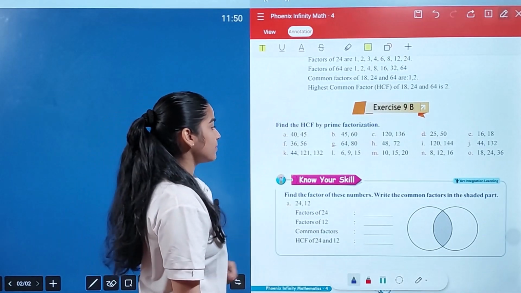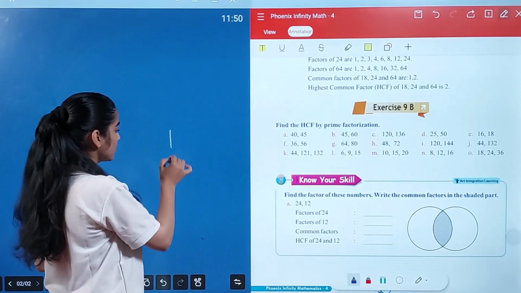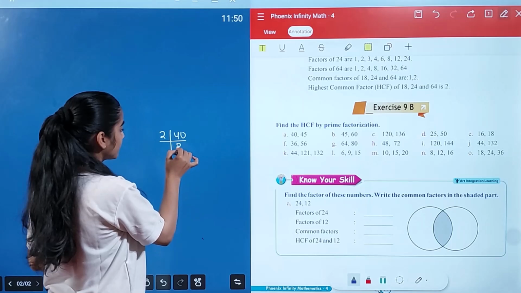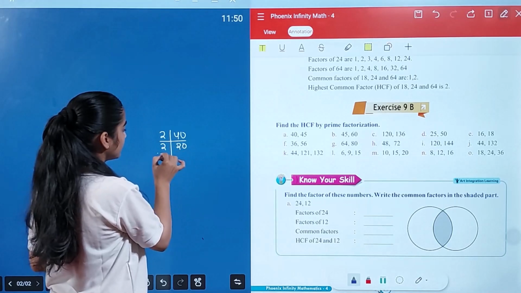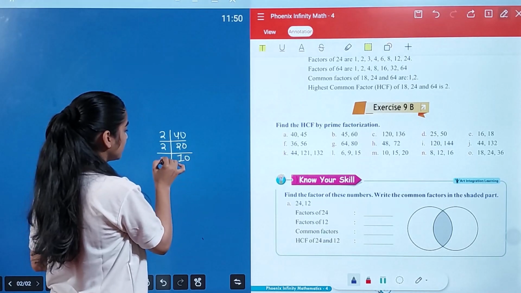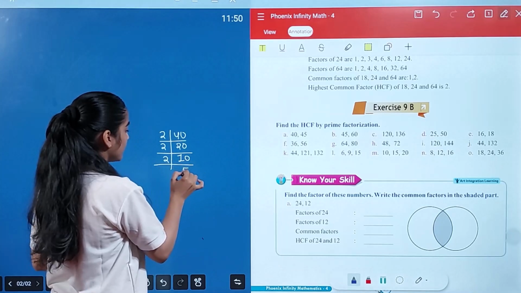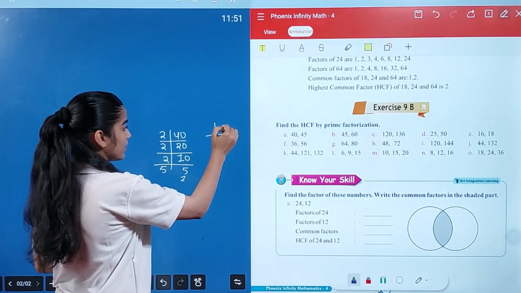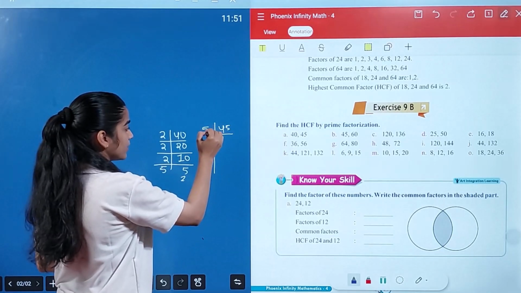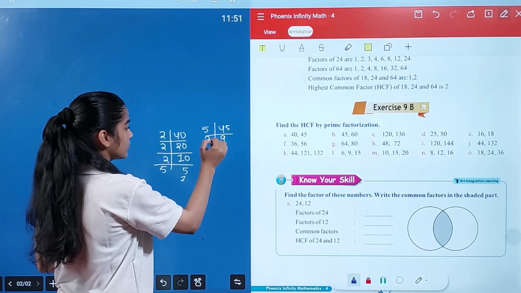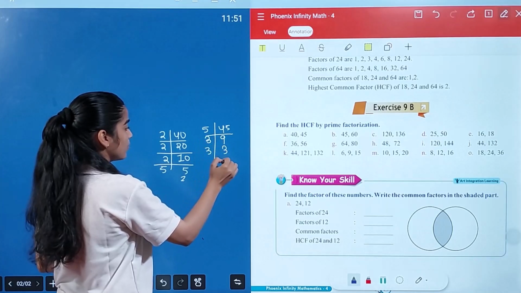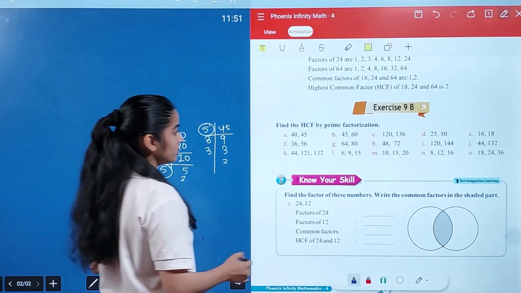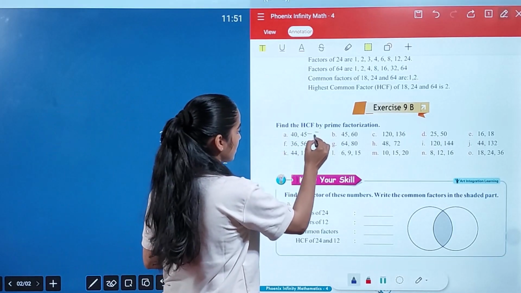Okay. So now we move forward to our exercise 9b. Find the HCF by prime factorization. So first we take 40. So 2, 20, 2, 10, 2, 5 and 5, 1. For 45 we have 5, 9, 3, 3, 3, 1. So in this only we have 5 as a common factor. So this is our HCF.